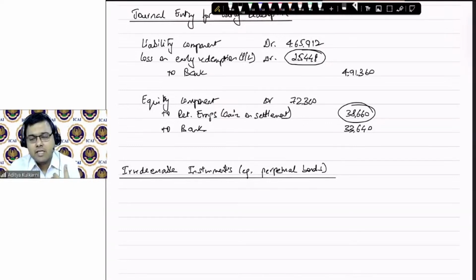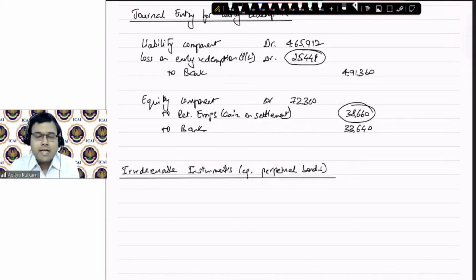They continue till the company exists. So the company is a going concern. These instruments are also going concern. Are you able to follow? So these instruments don't come with a defined life like a 10-year debenture, 20-year debenture, etc. They are perpetual. They have no time limit; they don't run according to time.